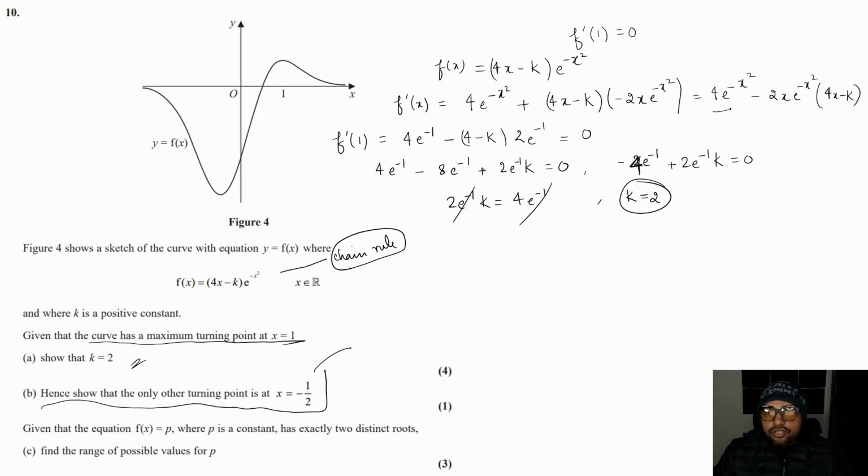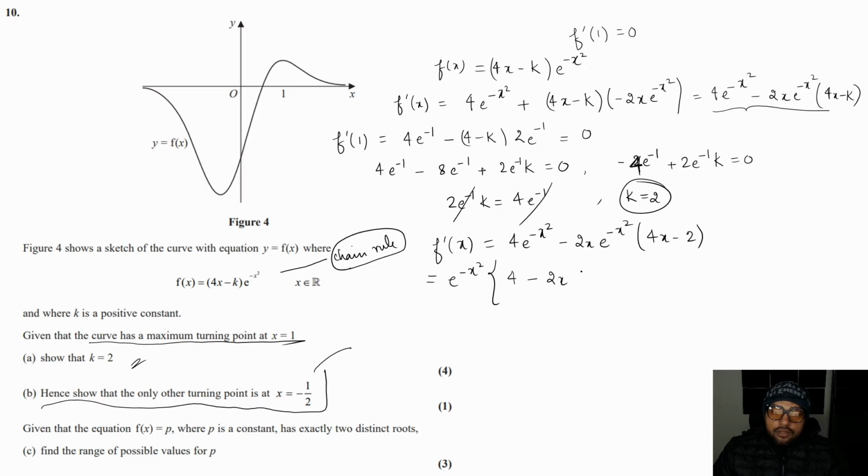Okay, so we have differentiated our function here. So f prime x, I'm writing it again by plugging in the value k equals 2: 4e^(-x²) minus 2x e^(-x²)(4x minus 2), because k here is 2. If I take e^(-x²) common from the expression, what will be left is negative 2x, 4x minus 2.